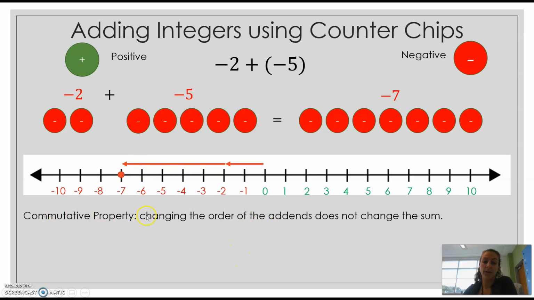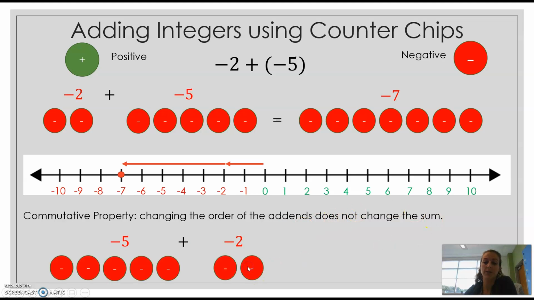Again, the commutative property applies. We can change the order of our addends. So if we had -5 and -2, we would still get that same answer of -7.